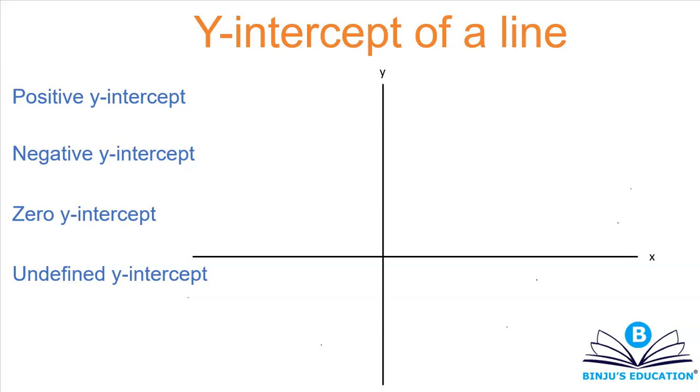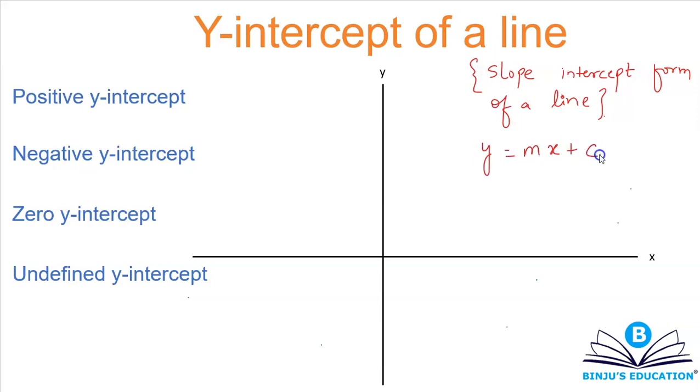Now let's come to this concept, that is y-intercept of a line. Whenever you talk about a line and whenever you talk about the slope intercept form of a line, the slope intercept form of a line is given by the equation y is equal to mx plus c, where m stands for slope and c stands for the y-intercept.